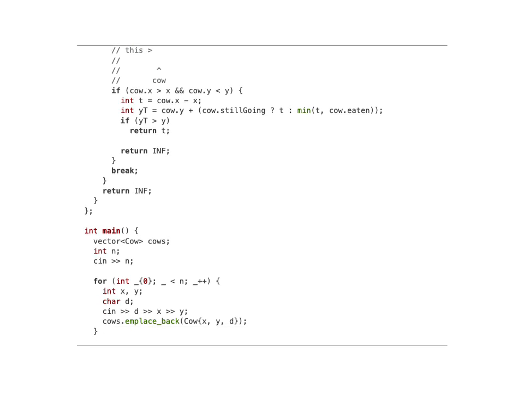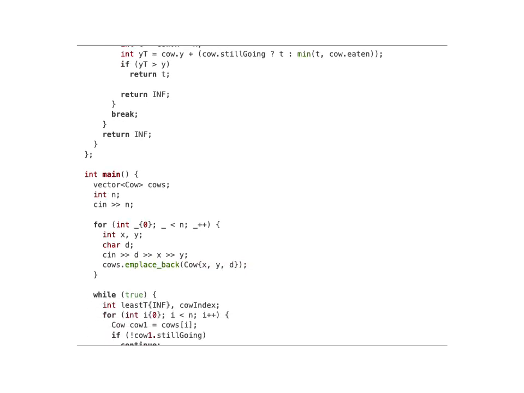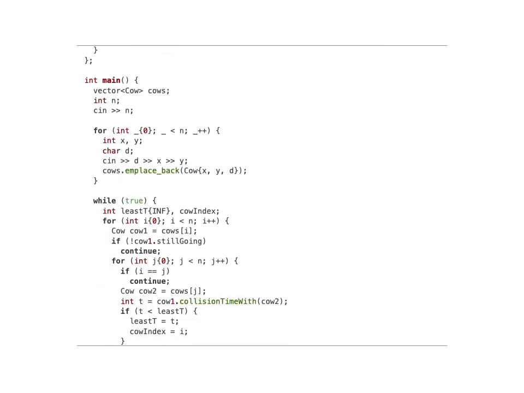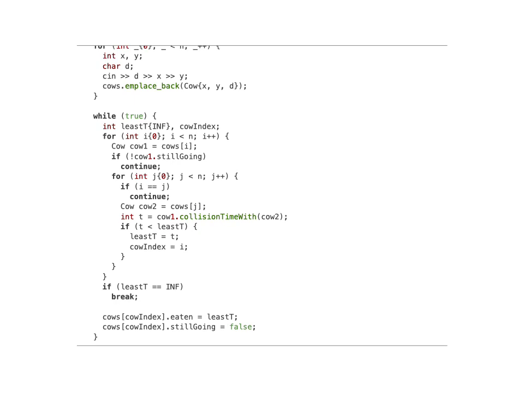And then we're ready to begin. We first read in the number of cows from the standard input. Then we read in the direction and coordinates of each cow, and add an instance of each cow to a vector of cows. And here's the simulation.